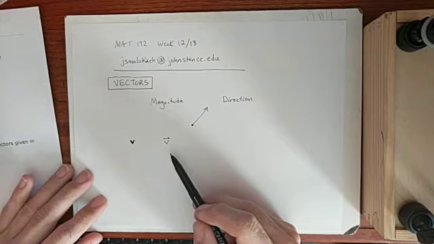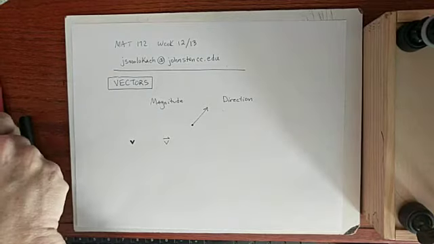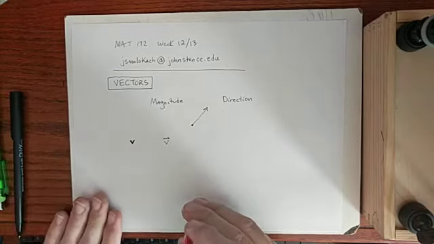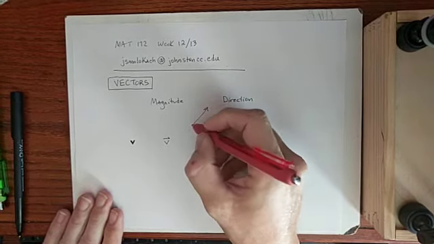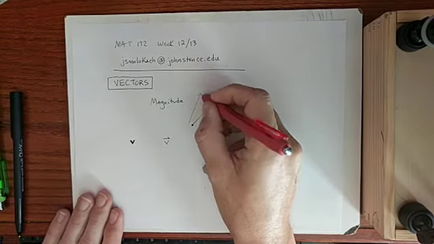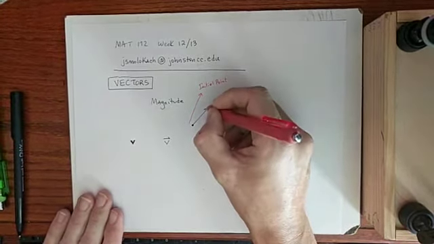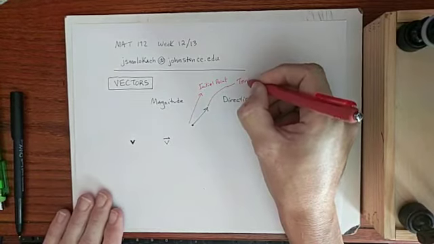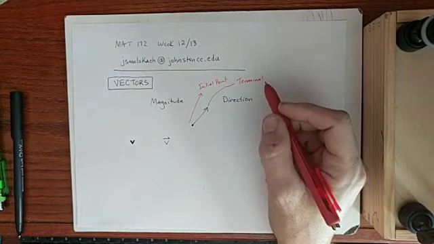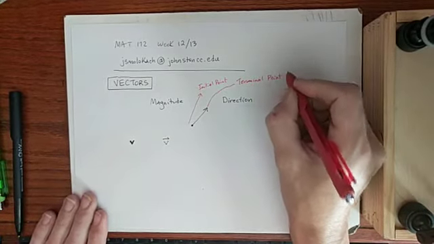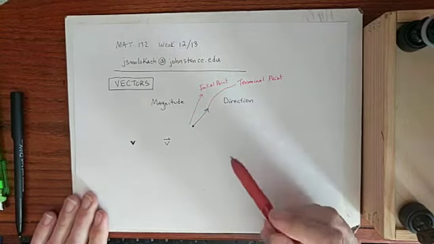Okay, so vectors have components, and I'm going to draw those in a different color because they're not actually part of the vector itself, but they're different measurements, right? So this point is called the initial point. And then this point up here is called the terminal point. So the direction is indicated by going from the initial point to the terminal point. Initial means beginning, terminal means ending.